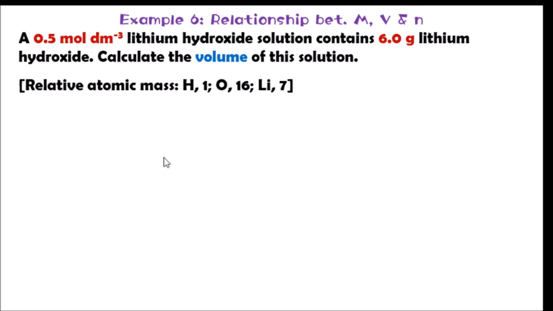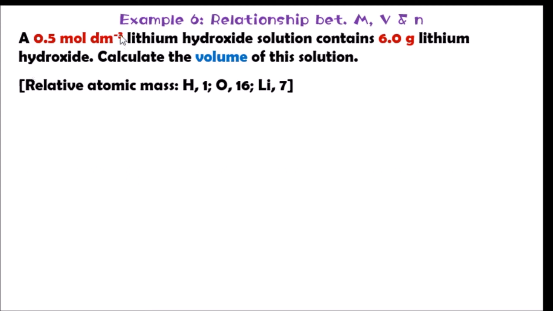Next, example 6. Relationship between molarity, volume, and number of mole. A 0.5 mole per dm cube lithium hydroxide solution contains 6.0 gram lithium hydroxide. Calculate the volume of this solution. Given that the relative atomic mass of hydrogen is 1, oxygen is 16, lithium is 7.